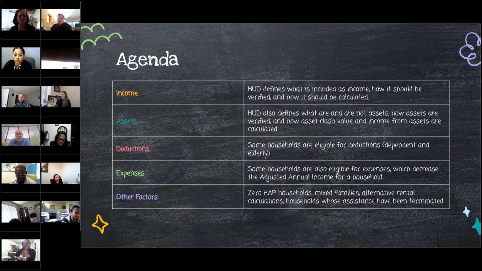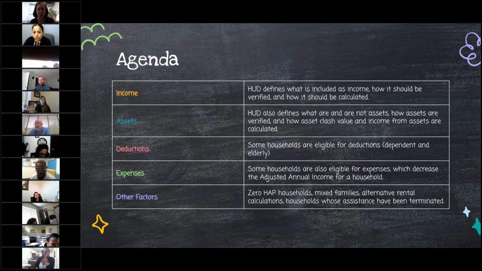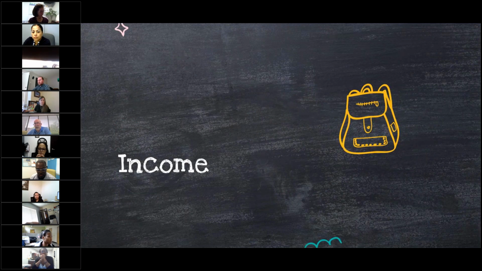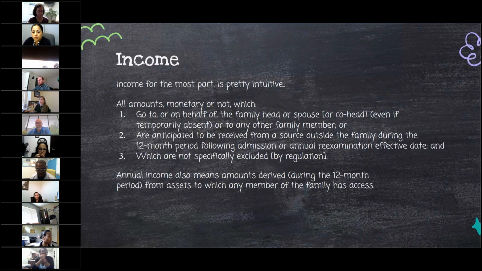So we're going to talk through income, assets, deductions, expenses, and other factors, basically everything leading up to the rent amount that a household pays and the HAP amount that HUD may pay on their behalf. I'll cite some examples as we go through it, and then in the end we'll put it all together and do the calculation for TTP, tenant rent, HAP, and so on. So let's start out with income.